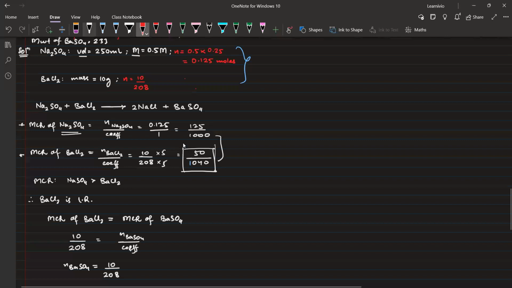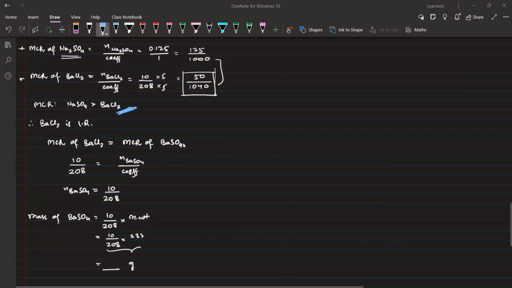If you guys are done till here, please raise your hand. I think if you're done till MCR of Na2SO4 and BaCl2, please raise your hand. Shaima and Sabia, you have already raised hand. Just waiting for Zainab now. I think Zainab must have also done till reaction at least. Okay, so I think you guys can copy now.